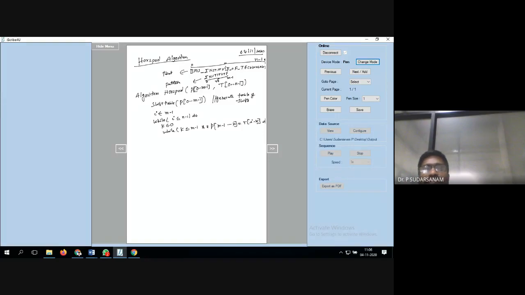Are you getting what I'm saying? K value is less than or equal to m minus 1 and P of m minus 1 minus k. So to get the last element in the pattern, with k value 0, m minus 1 is nothing but the last location. In the text also it is the same thing. I value you have taken m minus 1, so I minus k is equal to 0. So at the same location, m minus 1, we will be checking first.